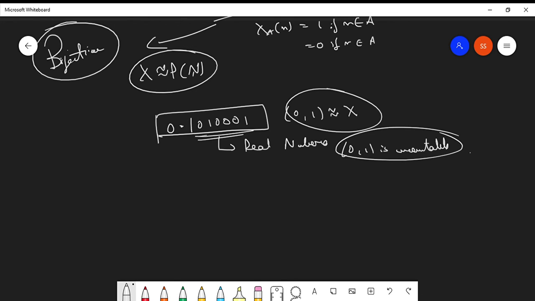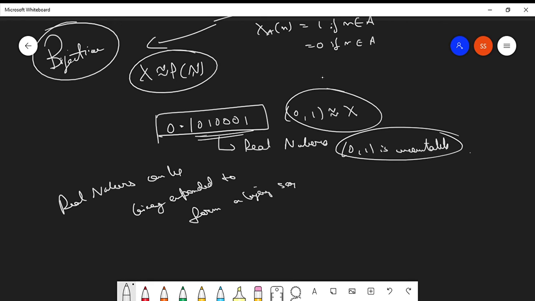Is it clear? So basically, real numbers can be binary expanded to form a binary sequence. Real numbers, the numbers between 0 and 1, are real numbers. So real numbers can be binary expanded to form a binary sequence. This was just an intuitive idea. Got it? This was just an intuitive idea.